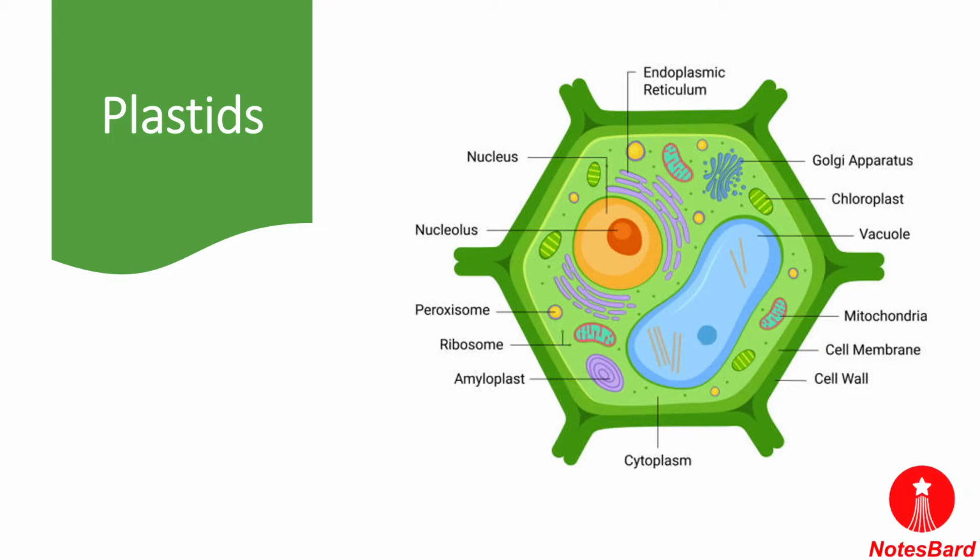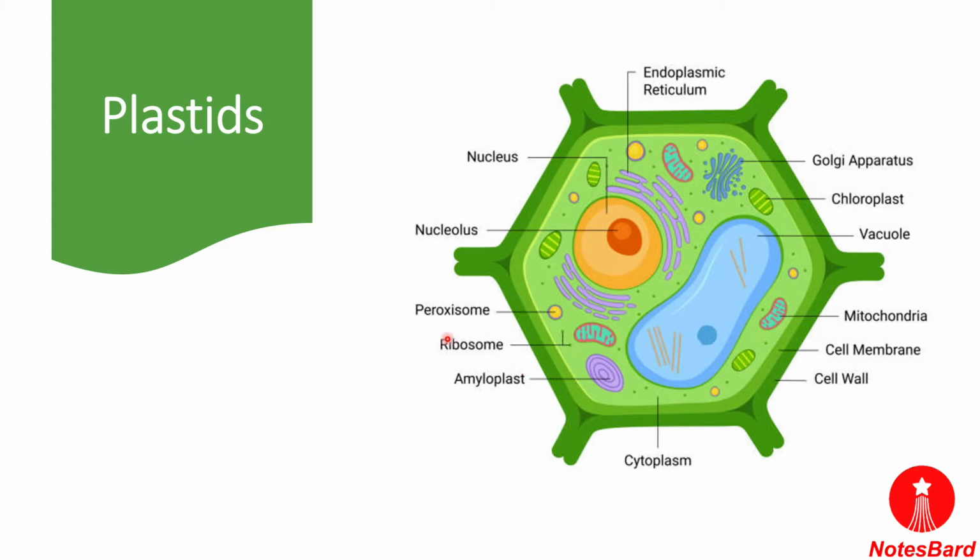Hello everyone. The next topic which we will discuss is plastids. Here a plant cell has been shown. Why is the plant cell shown? Because plastids are only present in plants. They are not present in animal cells. So this is a type of organelle which is present in plant cells.